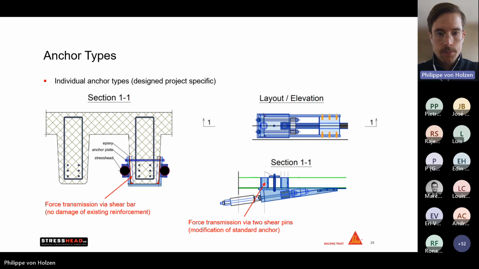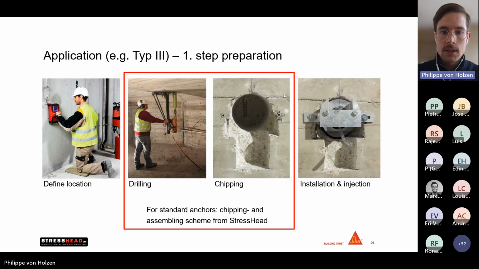Now, to give you an overview of the installation and tensioning process itself, of course, first we define the location of the anchor. In the case of this anchor with this shear pin, some drilling and chipping is needed, and we can start to install the anchorages itself. As well, here in this case, we see we always will have a small gap between the anchor and the concrete construction. That's why we make an injection from bottom to top to really close this gap, so that we can guarantee the force transmission between the two parts.